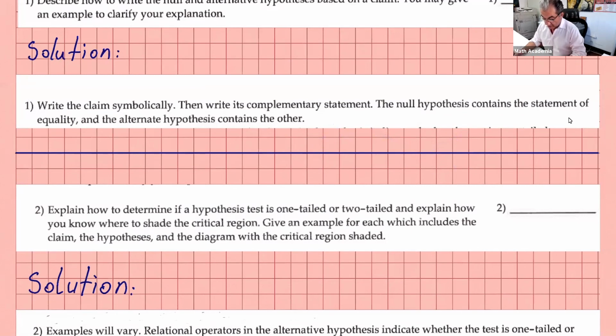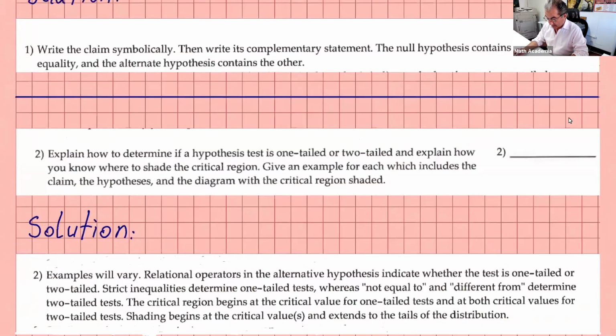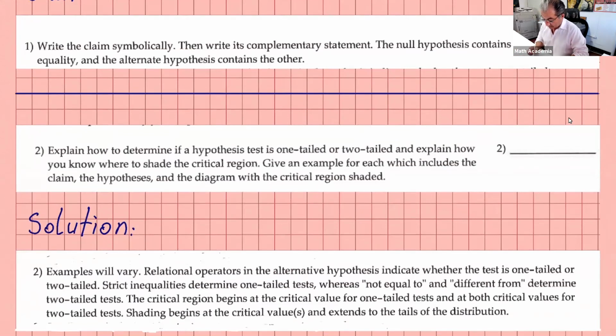Number two, explain how to determine whether the hypothesis test is one-tailed or two-tailed, and explain how you know where to shade the critical region. Give an example for each, which includes the claim, the hypothesis, and the diagram with the critical region shaded. Well, in this case, I'll let you read the solution.